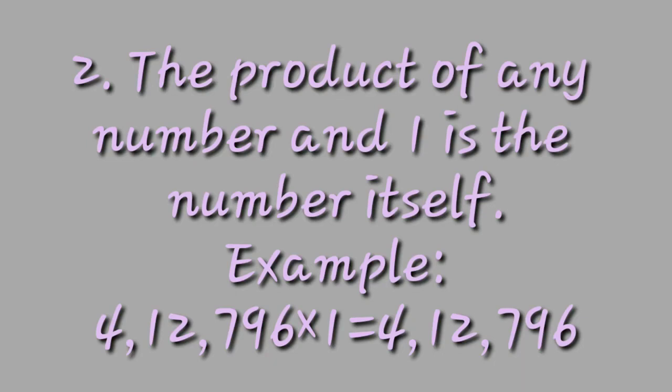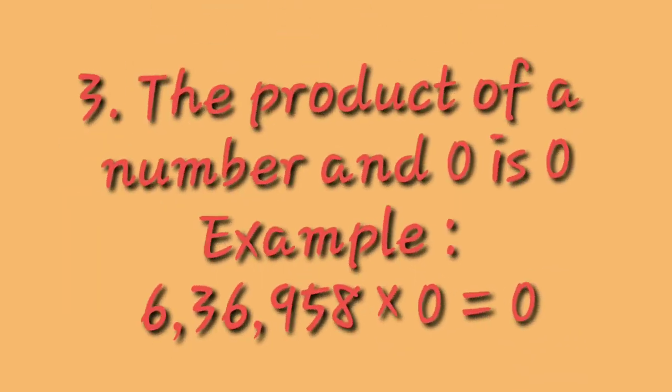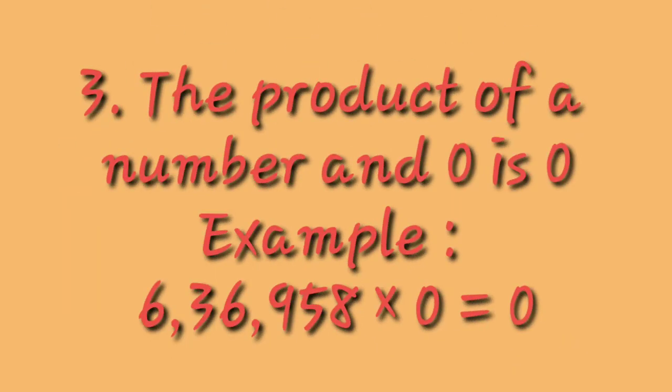For example, if we multiply 4,12,796 with 1, we get the answer as 4,12,796. The third property states that the product of a number and 0 is always 0. It means that if we multiply 0 with any number, however big or small the number is, we get the answer as 0 only. For example, if we multiply 6,36,958 with 0, we get the answer as 0.